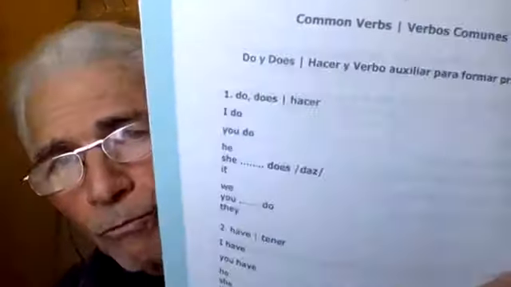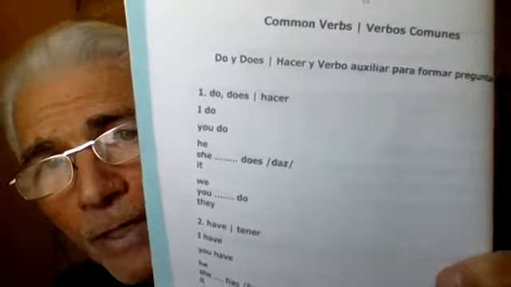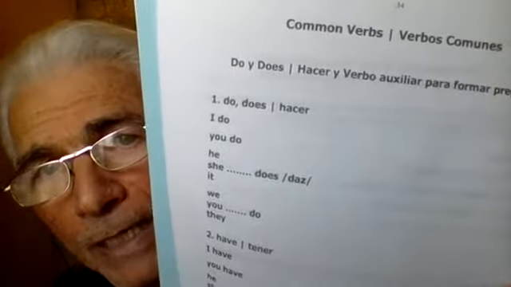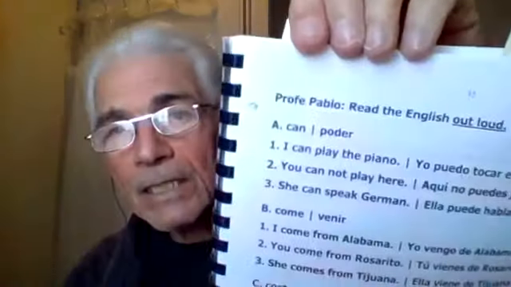I also review common verbs. Do and does. I do, you do, he, she, it does. We, you, they do. Have, can, come, cost, earn, etc. And actually, at the beginning of the book, I have a list of about 100 of the most common verbs.